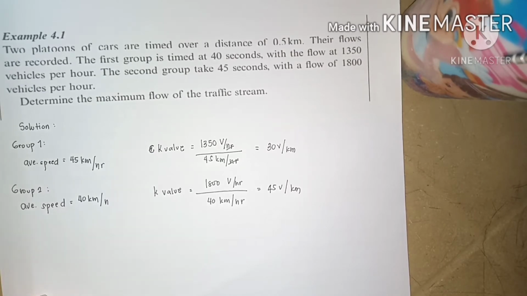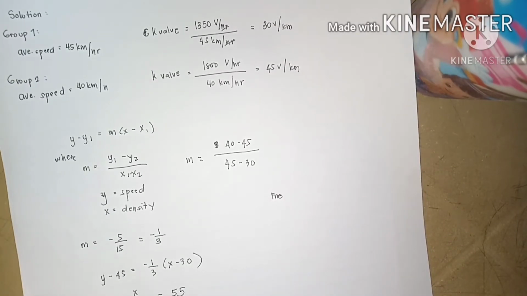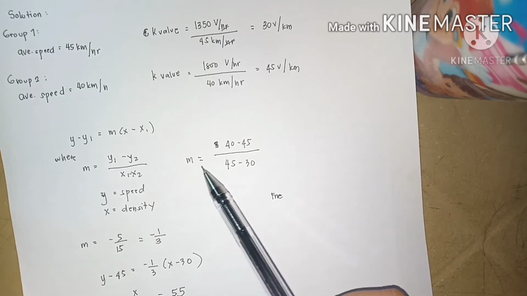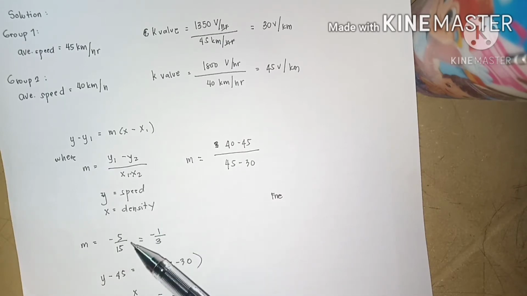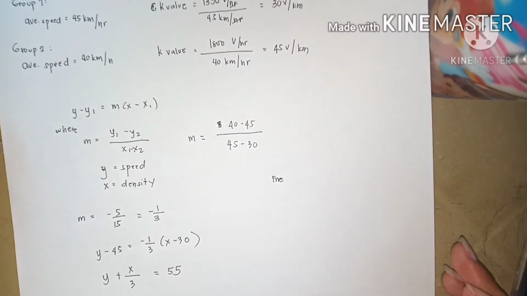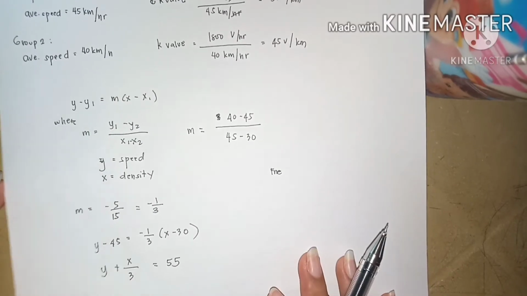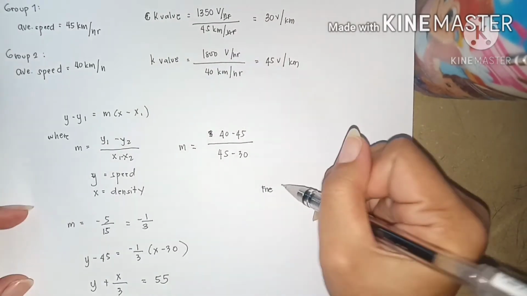So, to get the consequent relationship between the speed and density, we are going to use coordinate geometry. To get the slope, speed over density, meron tayong negative 1/3. So, the slope m is negative 1/3. Examining the boundary conditions, we are going to have a free flow speed.